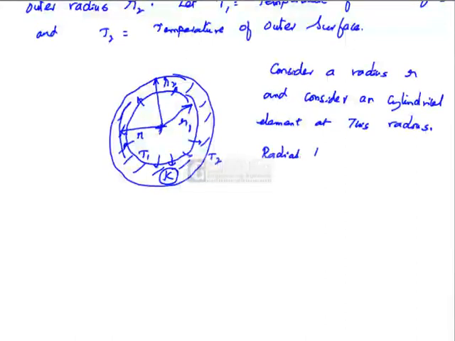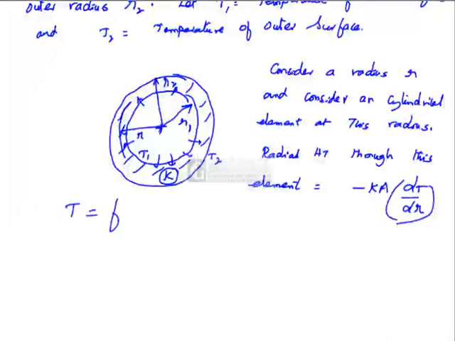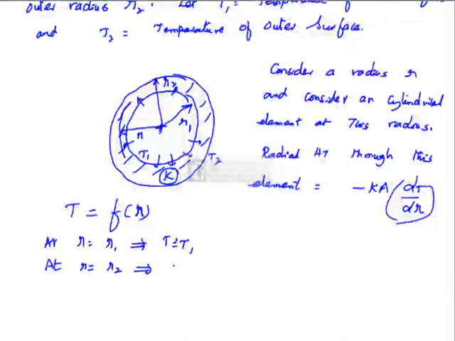Radial heat transfer through this element is given by minus KA dT by dr. Here the temperature is a function of R. Heat transfer is taking place radially outwards from the inside surface to the outside surface. At R equal to R1, T is T1. At R equal to R2, T is equal to T2.